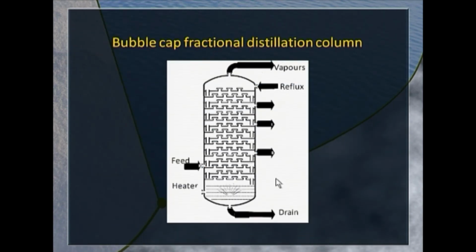But on an industrial scale, we use what are called bubble cap fractional distillation columns, big towers in which you have a series of plates provided with bubble caps through which the vapor rises, and there are overflow pipes through which the liquid trickles down to the lower plates. You feed the liquid mixture somewhere in between, and as the liquid that is present here is heated, the vapors will be rising up, the condensed liquid will be trickling down.